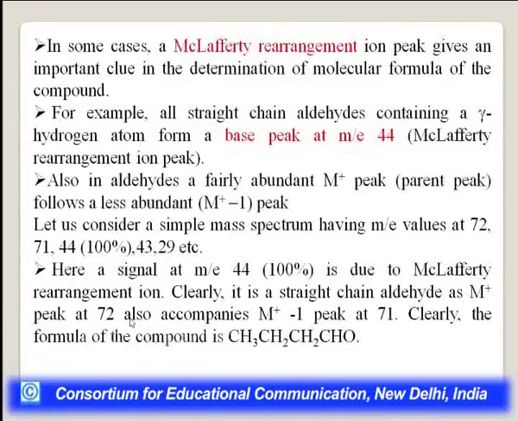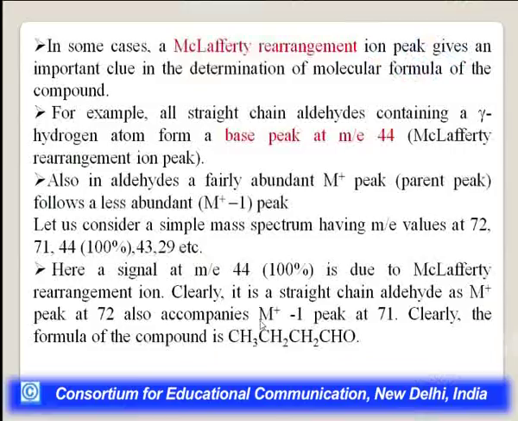The M plus peak at 72 also accompanies an M minus 1 peak at 71. Clearly the compound will be CH3CH2CH2CHO, a straight chain aldehyde. From the molecular mass 72, you can have an idea for the molecular ion peak. You can calculate: how many carbons? 1, 2, 3, 4 carbons. How many hydrogens? 3 plus 2 is 5, plus 2 is 7, plus 1 is 8, and 1 oxygen. So immediately you can have the molecular formula from these values.